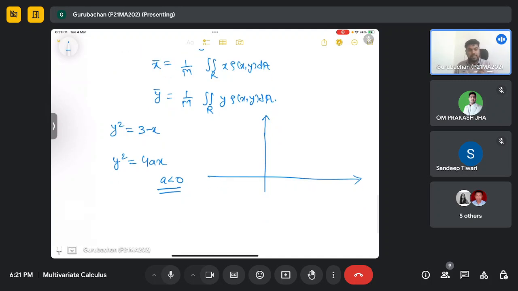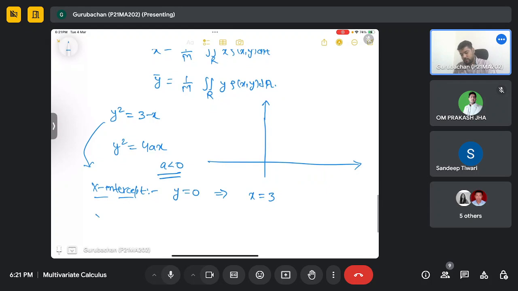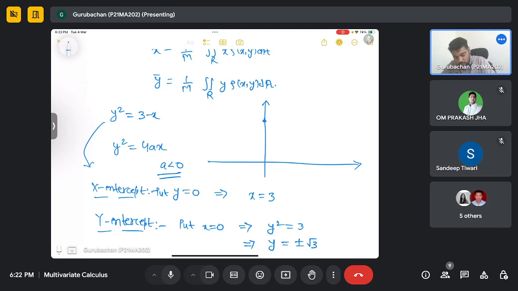Since you can see the intercepts, what will be the x-intercept? X-intercept means y is 0, so y is 0 means x is equal to 3. So this will be the x-intercept. Okay. Now for the y-intercept, put x is equal to 0. Then y square is equal to 3, which implies y is plus minus under root 3. So you are well aware that this will pass through plus minus under root 3.